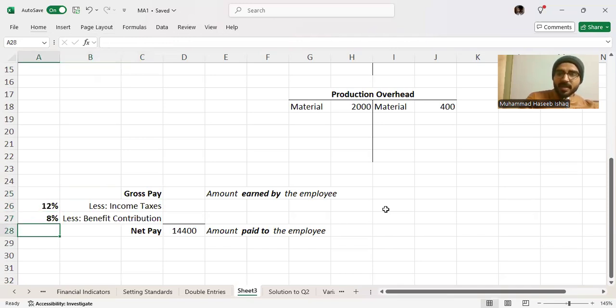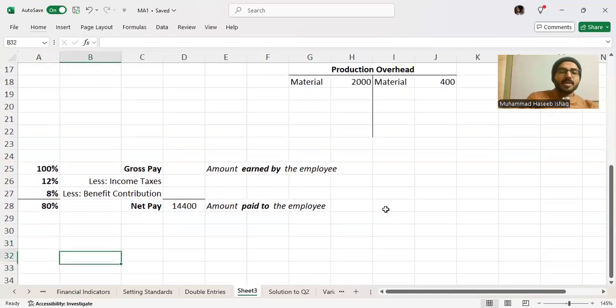So what percentage would be the net pay of gross pay if 12% is income tax and 8% is benefit contribution? Obviously the answer would be 80%. Why? Because 12 plus 8% is equal to 20%. If gross pay is 100%, how do we know it is 100%? You have to remember that gross pay is always 100%, because this is the amount of which the income tax is mentioned as a percentage. So 100% is the gross pay, minus 12% income tax and minus benefit contribution 8%. So we come to 80%, which is the percentage of net pay.